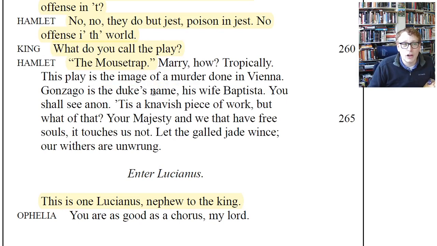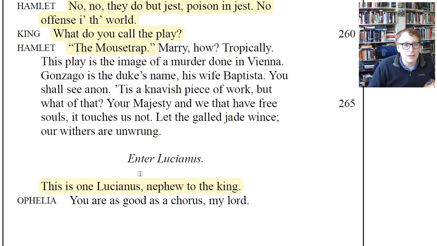He goes on to talk about the play, the Mousetrap, a little bit to the king. And at the end he says, this is one Lucianus, nephew to the king. And this is important. So in The Murder of Gonzago, the play that's being played out in front of the king right now, it's not his brother who murders the king, the way it actually happened in Hamlet's real story for Hamlet's dad. No. The nephew is going to murder the king.